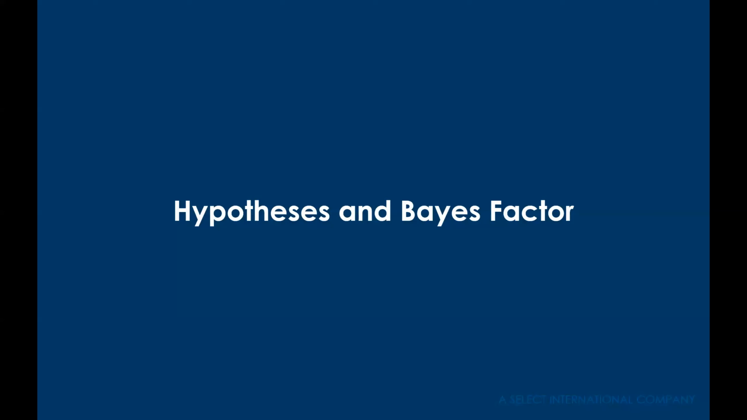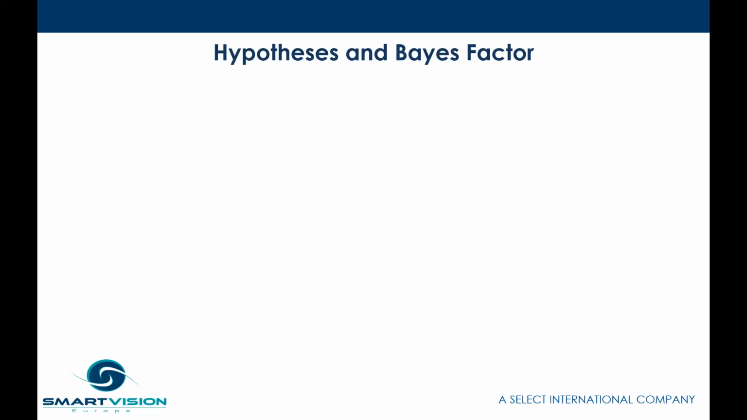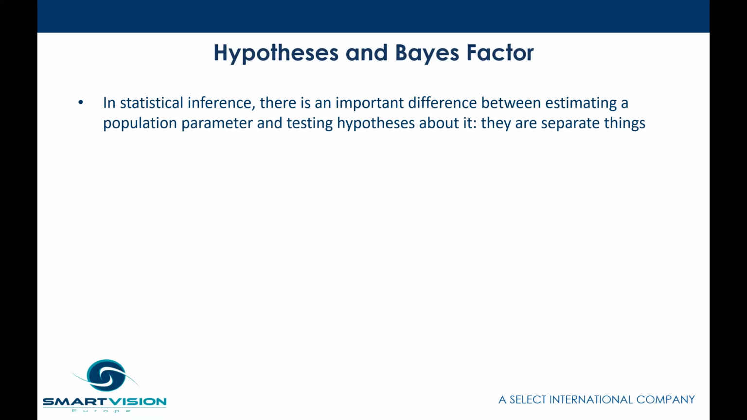Okay, what about this other approach that Bayes has, this Bayes factor approach? It's actually got two things up its sleeve, which is hypotheses. We haven't said anything about hypotheses there. All we've done is create credible intervals, and we've sort of said, look, is this difference likely to be a negative difference? Is it likely to be a positive difference? And if it's a negative and a positive, then we're saying it's possible that it could be zero difference. In statistical inference, there is an important difference between estimating a population parameter, such as trying to estimate what the average value is, which we tend to use confidence intervals for and credible intervals for in Bayesian statistics, and testing hypotheses about it. They are separate things.